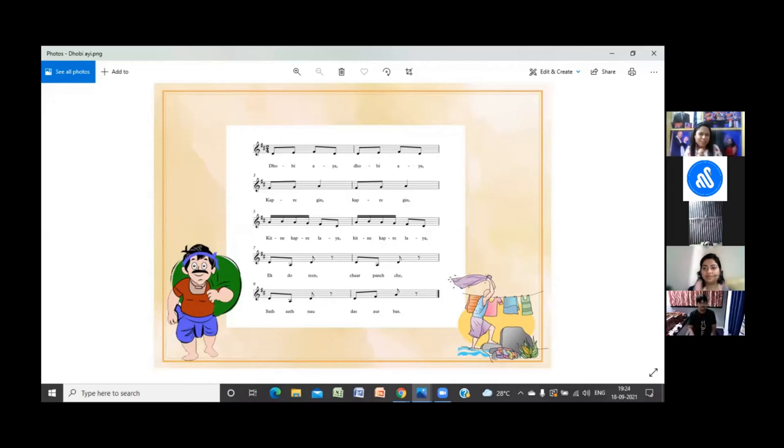A little more faster. Huh? Yes, yes, we can go. Yes. One, two, up we go.